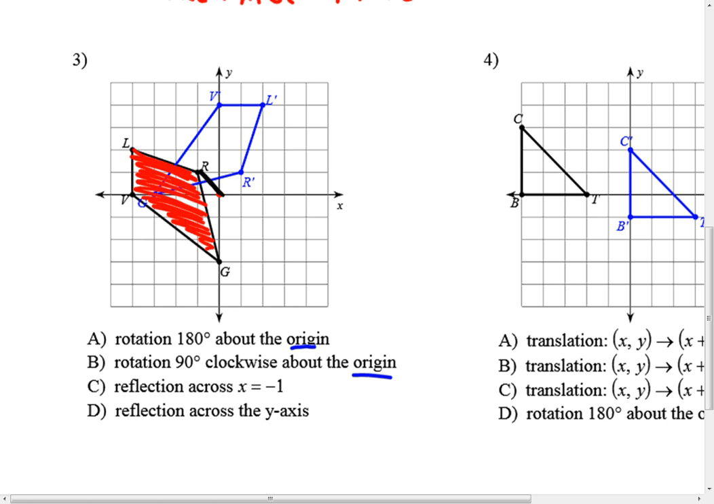Where is R going to end up? What are we going to call it? R prime, right? So that's where the new handle should be. Let's draw another handle over to here. So I turned it from here to here. What is the angle between the handles?